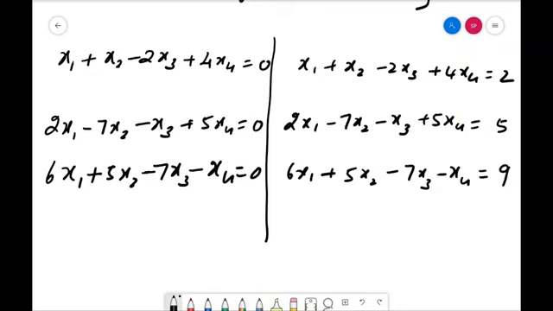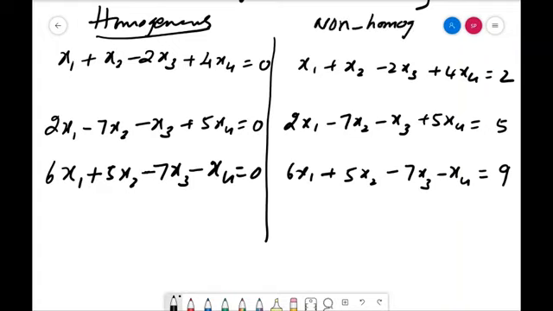Now what is the difference you observe in these two systems? The same equations on the left hand side, but the right hand side is different. This system of equations has right hand side all zeros, whereas this system of equations has right hand side non-zeros. All right. Then this system we call as homogeneous system of equations, and this is called as non-homogeneous system of equations.